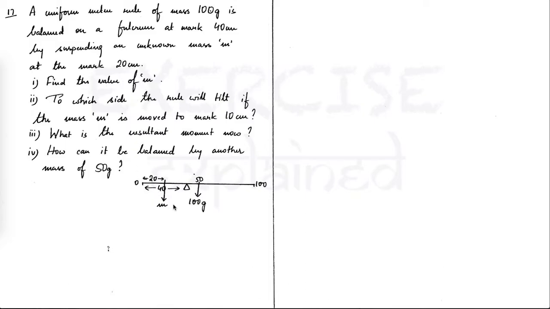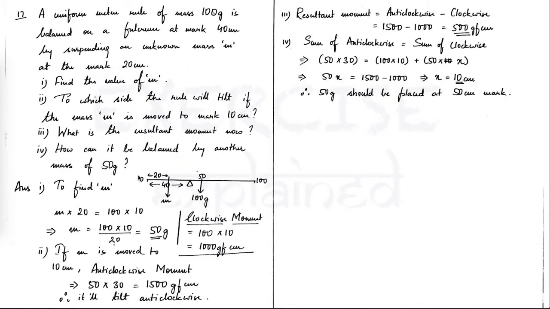So for finding the value of m, since the rule is balanced, we can tell that the anti-clockwise moment will be equal to the clockwise moment. So here to find m, what I would do is the moment of m about this fulcrum is going to be force, that is m, into perpendicular distance, that happens to be 20 centimeters, because this is at 40 centimeters and this much we know as 20. So this distance is going to be 40 minus 20, that is 20 centimeters.